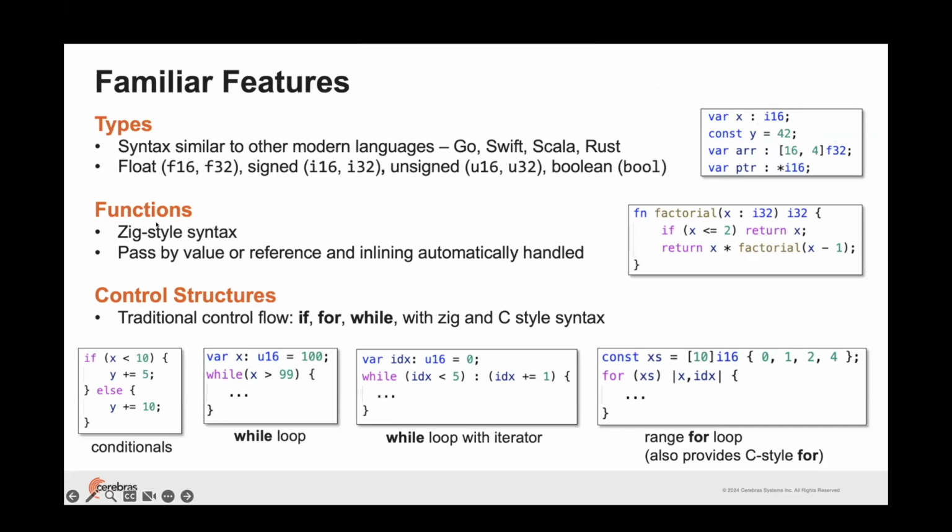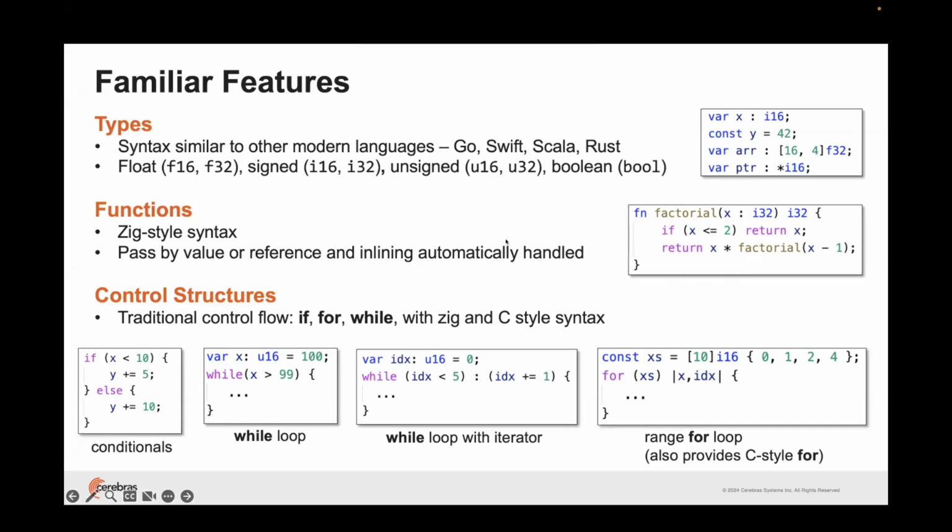Functions use the Zig style syntax, which is also the modern C++ style syntax of having a trailing return type. But if you look at this, you could take this function and it would work as is in Zig, and with a few changes to the syntax, this would compile in C as well. This is a pretty standard naive factorial function.